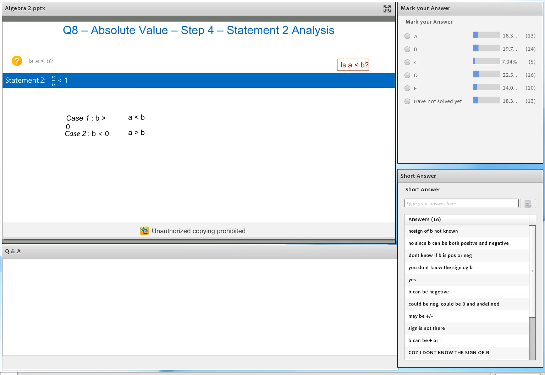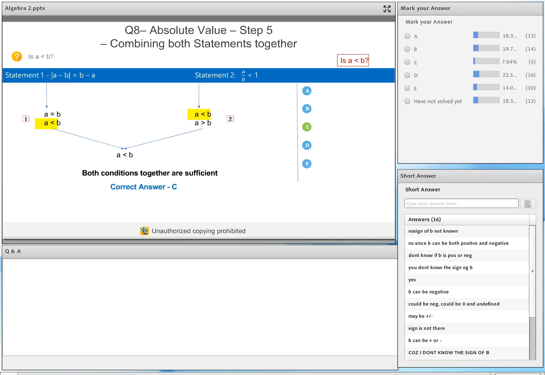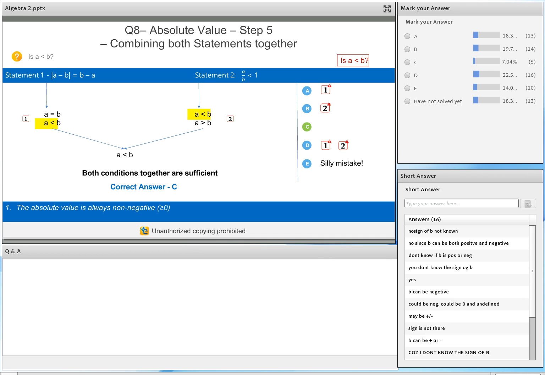Which means that I cannot answer the question which is asked in the question statement. So statement 2 is not sufficient. Now I can definitely combine both the statements, and what I get from the common parts is that a is less than b, which means that both conditions together are sufficient. So choice C is the correct answer here.